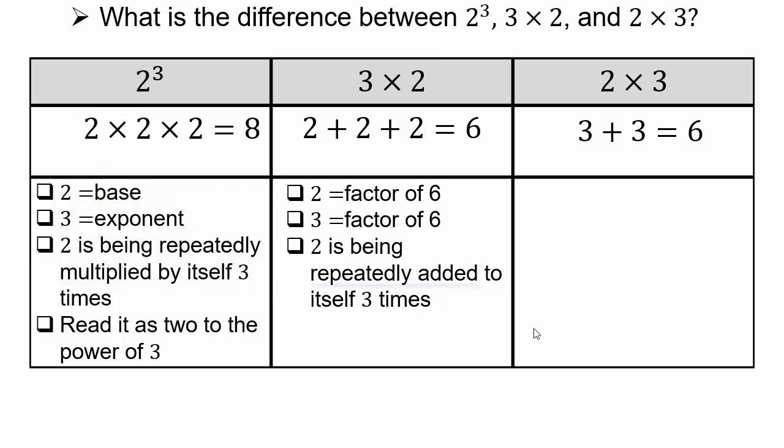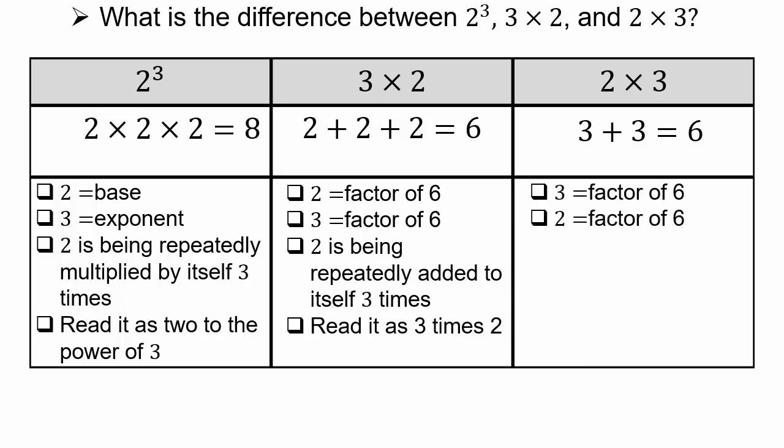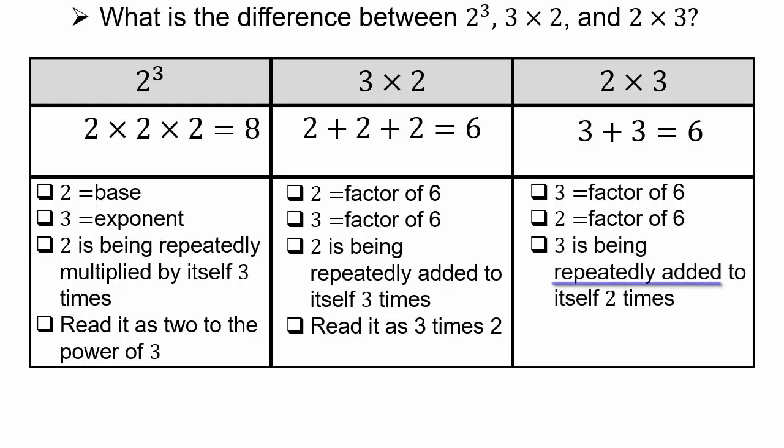Whereas here we are adding 2 repeatedly 3 times. So that would mean that both 2 and 3 are factors. You would read that as 3 times 2. 2 times 3, you would read, you have 3 is a factor of 6, 2 is a factor of 6. And here 3 is being repeatedly added to itself, but only 2 times. Whereas in the second column here, 2 is being added 3 times to itself. So you read that as 2 times 3.